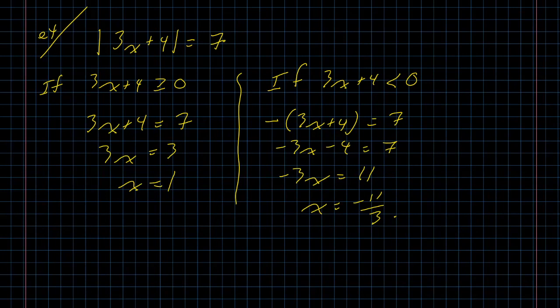Well, I don't know. I can double check. If I try the x equals 1 case, all right, 3 times 1 plus 4 is 7. That's definitely greater than or equal to 0. So it satisfies the condition we had. I can check the negative 11 thirds case. If I put that in up here, 3 times negative 11 over 3 is negative 11. Plus 4 is negative 7, which is definitely less than 0. So that satisfies that condition. Both of these are perfectly valid.